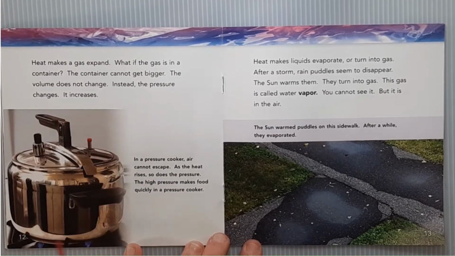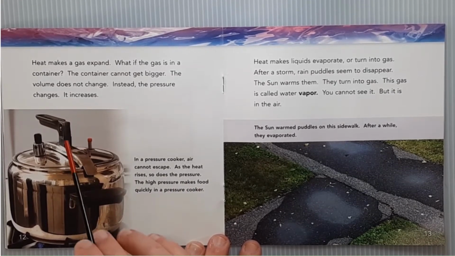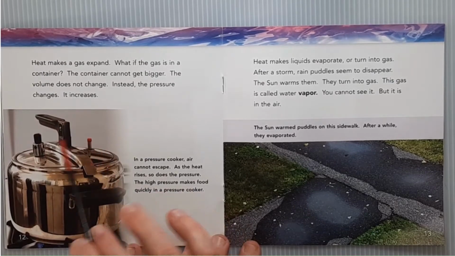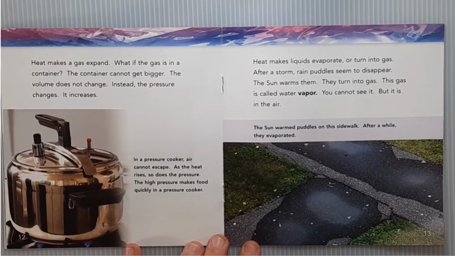Whoa, have you ever seen anything like this before? What is it? In a pressure cooker, air cannot escape. As the heat rises, so does the pressure. The high pressure makes food quickly in a pressure cooker. All right. So that's one way to increase pressure, by heating up gas within a sealed container.